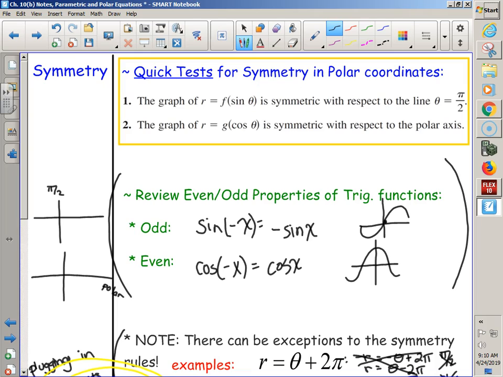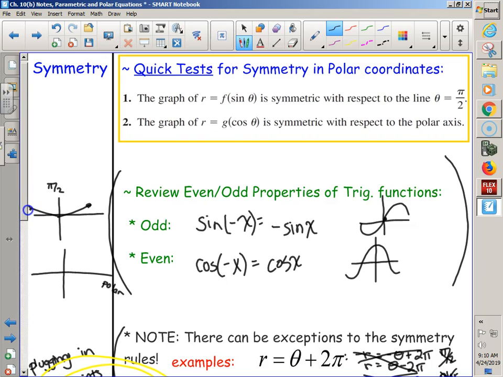Pi over 2 is the y-axis, polar is the x-axis. Sine goes with pi over 2 because sine in the first quadrant and sine in the second quadrant are the exact same values. So at pi over 6, sine is 1/2. At 5 pi over 6, sine is 1/2. In the first and second quadrant, sine is the same. That's basically why this is going to work.